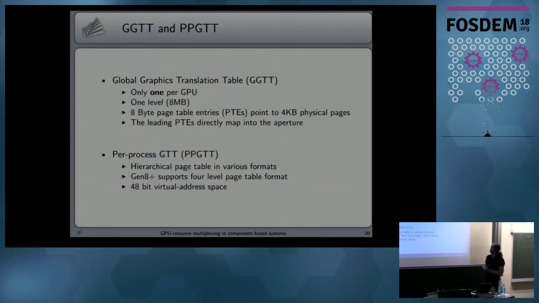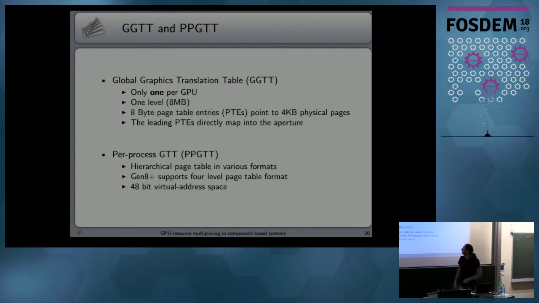Okay, here we go. Every graphics card has this global graphics translation table, and there's just one, and it's shared by all GPU clients. So if you want to map something through there, like through the aperture, it has to be handled by the GPU driver in the kernel. So it has to make sure that there's no cross-talking or whatever. On the other hand, each client can have a per-process page table, and this one is hierarchical, like we know it from x86 CPUs, and can be associated with a client.